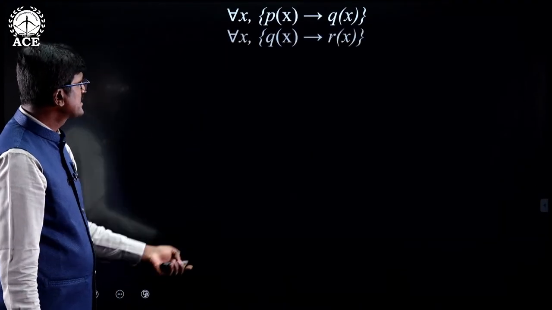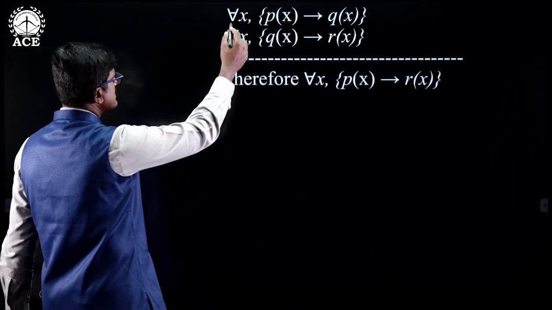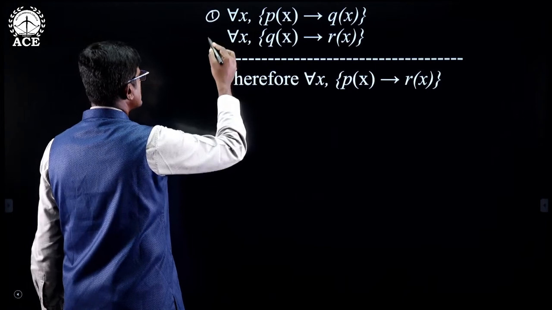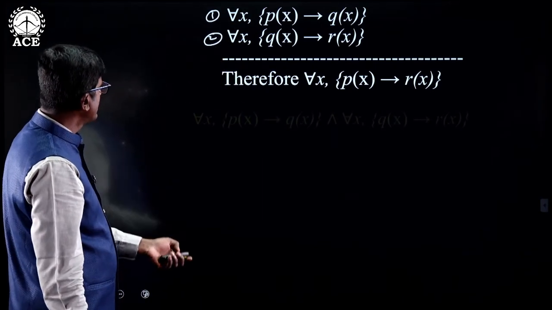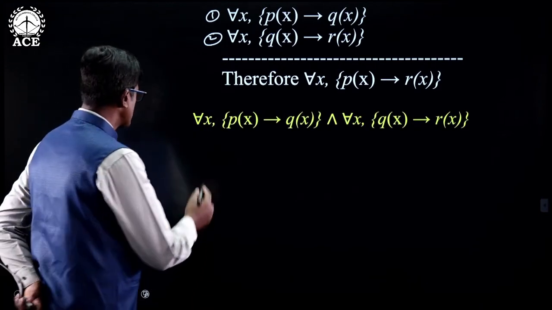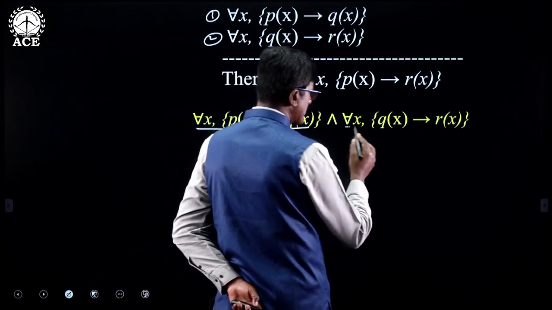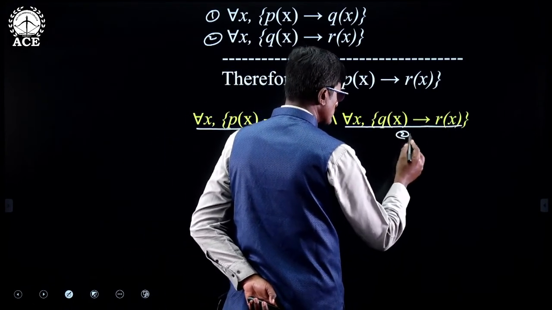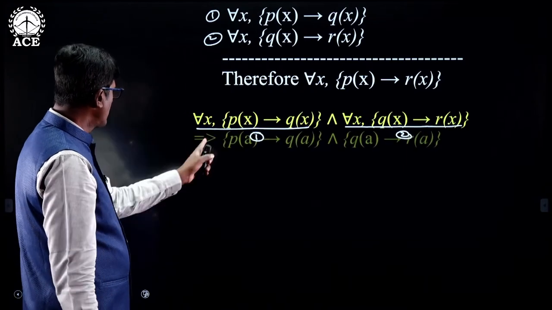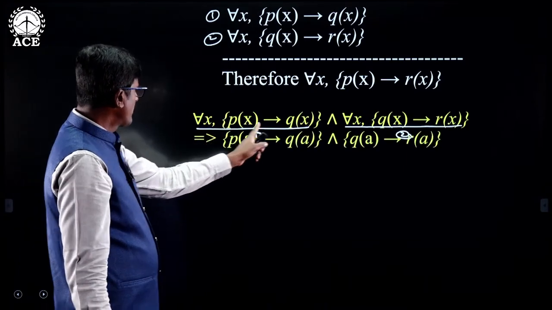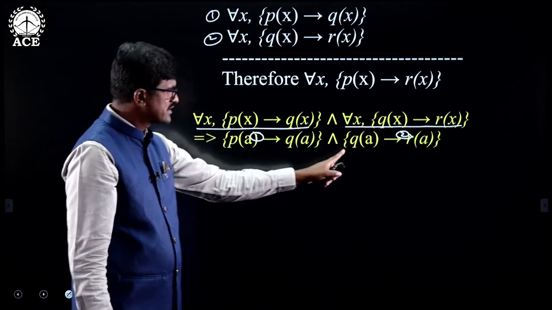So now look at this example. They have given a symbolic form. So this is premise 1, this is premise 2, and this is the conclusion. Now I will take the conjunction of the premises. This is premise 1. I am conjuncting this with premise 2. So this is the conjunctive symbol. This is one universal quantified statement.